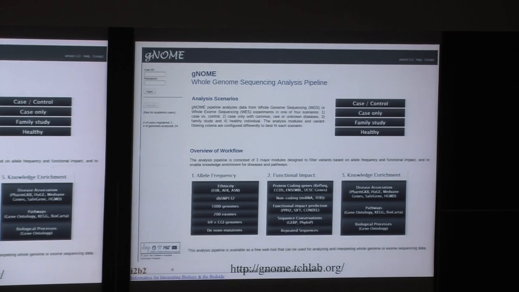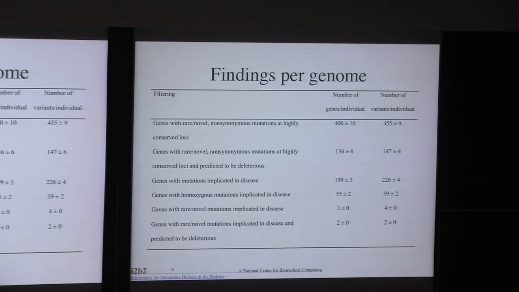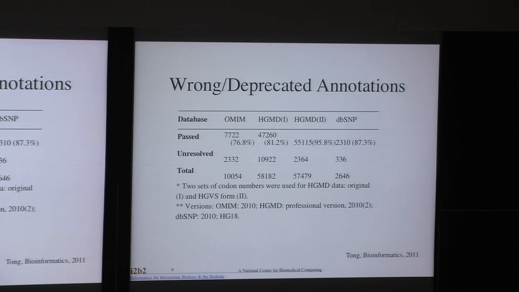So, like many others, we have a pipeline we called Genome, where we've looked at a variety of genomes, and we see what everybody sees, which is if you look at any given genome, you'll see approximately 400 genes with rare, novel, non-synonymous mutations at highly conserved loci. You'll see that there are genes with homozygous mutations implicated in disease in about 55 of them. And it's unclear how many of them are real and how many of them are poor annotations.